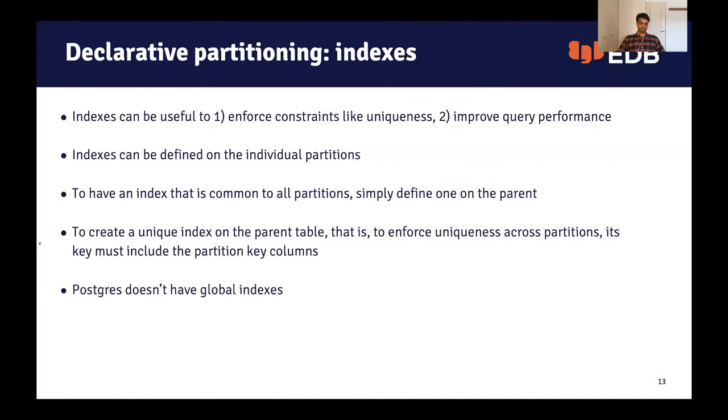So with global indexes, Postgres would be able to support unique constraints that span partition tables that don't include the partition key, but we don't have that.